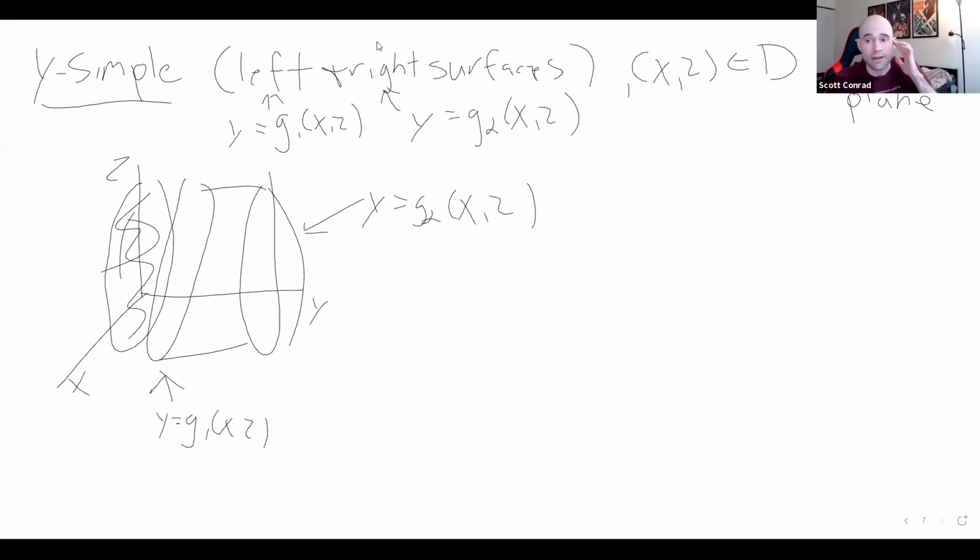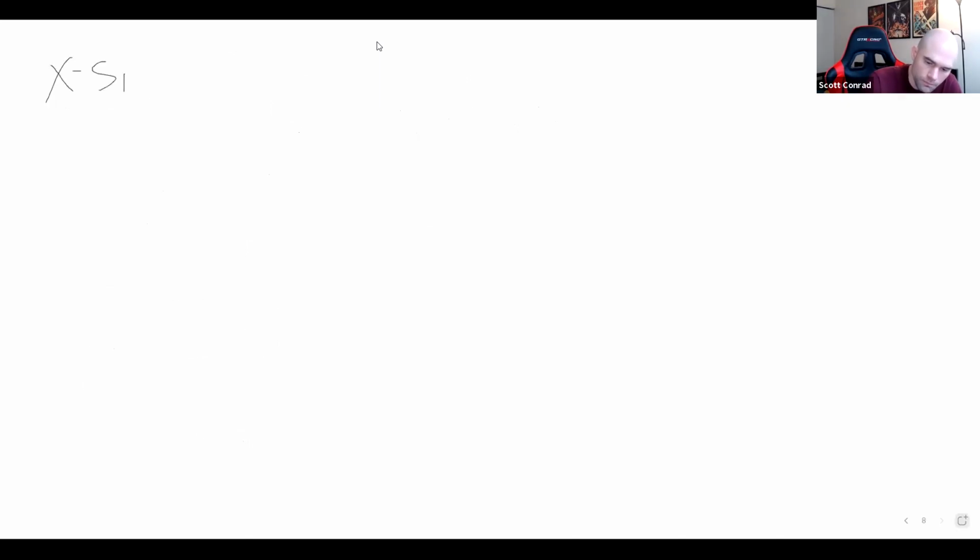And then we also have x simple. I'll show an example. I'll share the book for the x simple. Not even gonna write it down. Let me just share this.